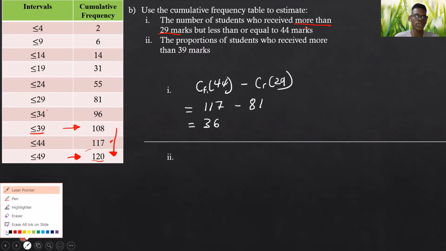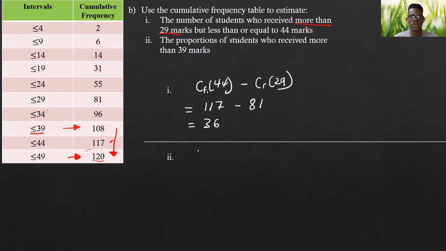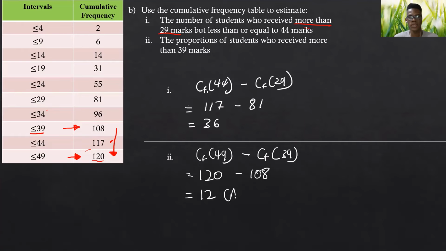So what we have to do is the same thing as before. If we want the amount, we get the final cumulative frequency, which is the cumulative frequency of 49, and subtract the cumulative frequency at 39. So we get 120 subtracted by 108, which is 12. But I don't want to know the amount. They want to know the fraction, the portion. So 12 over the total, which we already know is 120, and that is 1/10.